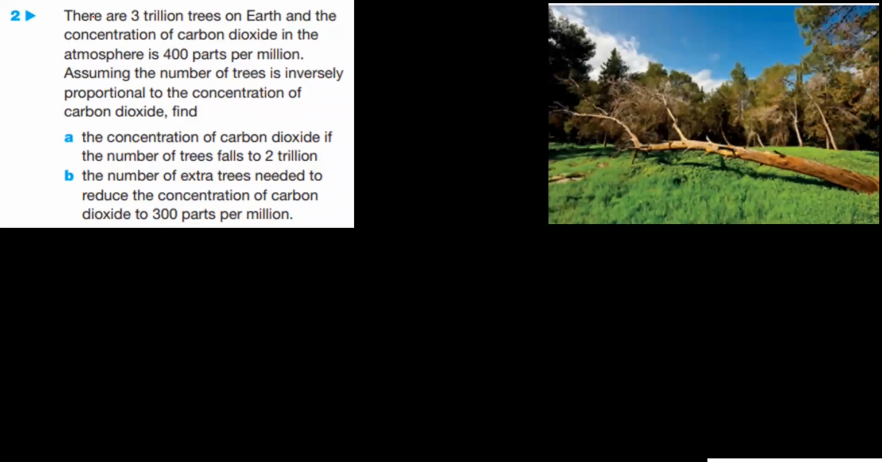Question 2 states, there are 3 trillion trees on earth and the concentration of carbon dioxide in the atmosphere is 400 parts per million. Assuming the number of trees is inversely proportional to the concentration of carbon dioxide, find the concentration of carbon dioxide if the number of trees falls to 2 trillion. Number of trees is inversely proportional to the concentration.